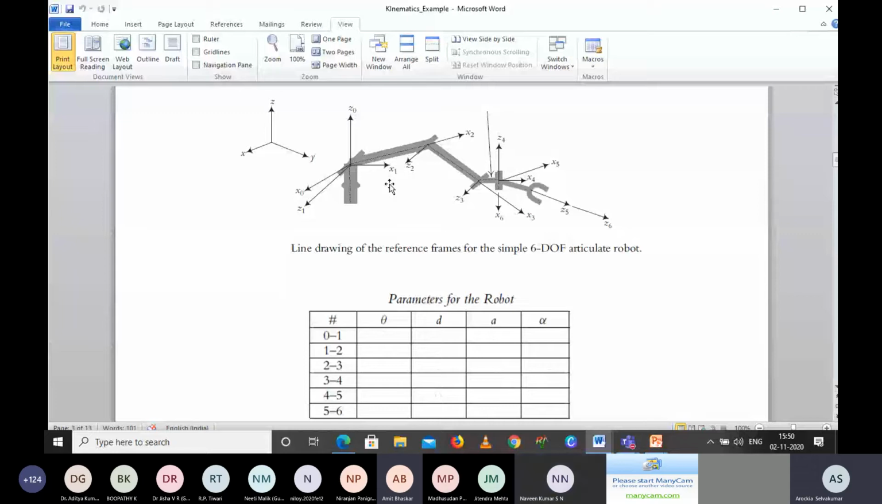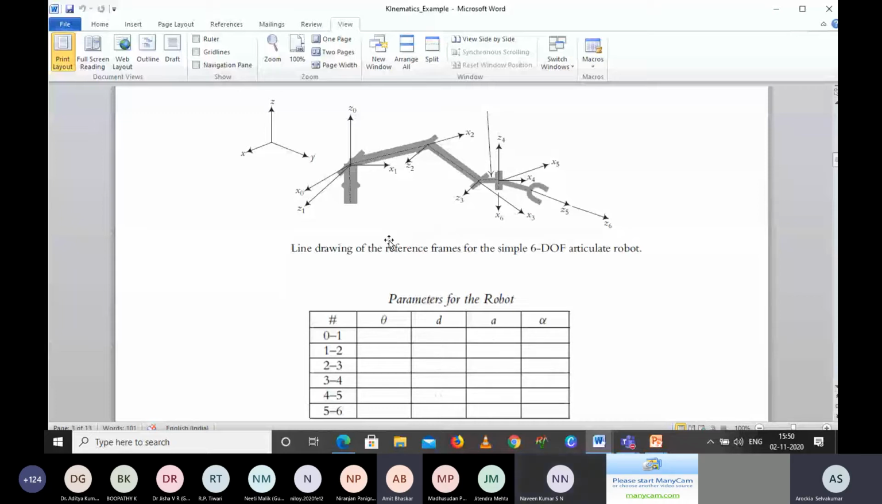So coming to the next one, 1 to 2. Now you tell me, sir, 1 to 2. Will I have theta, sir? Yes, theta will be there because we are having 6 degrees of freedom. 6 degrees of freedom means all the joints will have rotation. So 1 to 2, you will have theta 2.